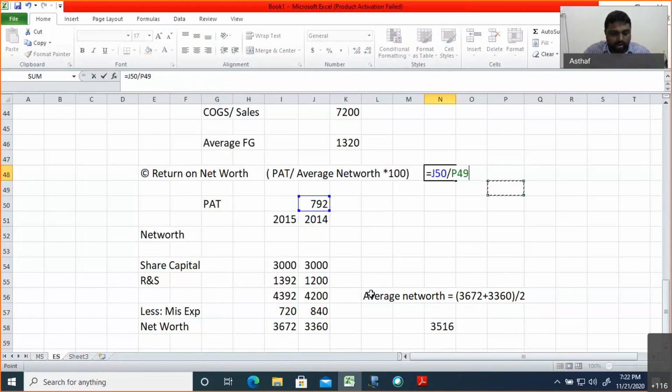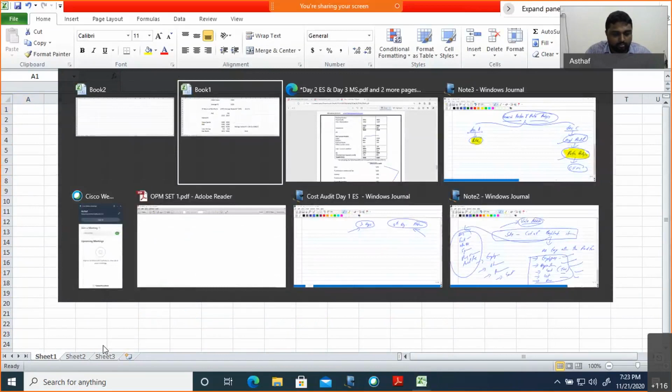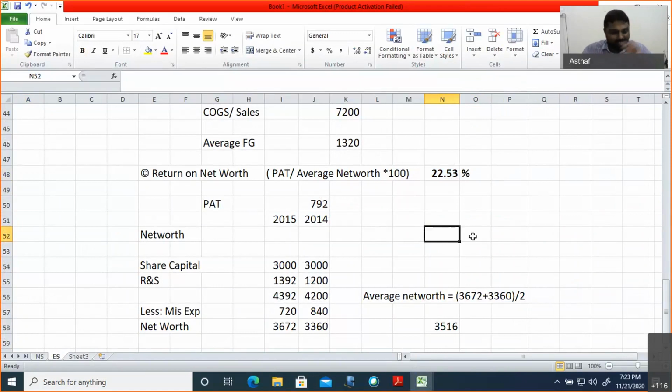So what is the answer here? 792 divided by 3516 into 100. You will get the answer 22.5%, or 532. See, look how interesting. Copy fast.